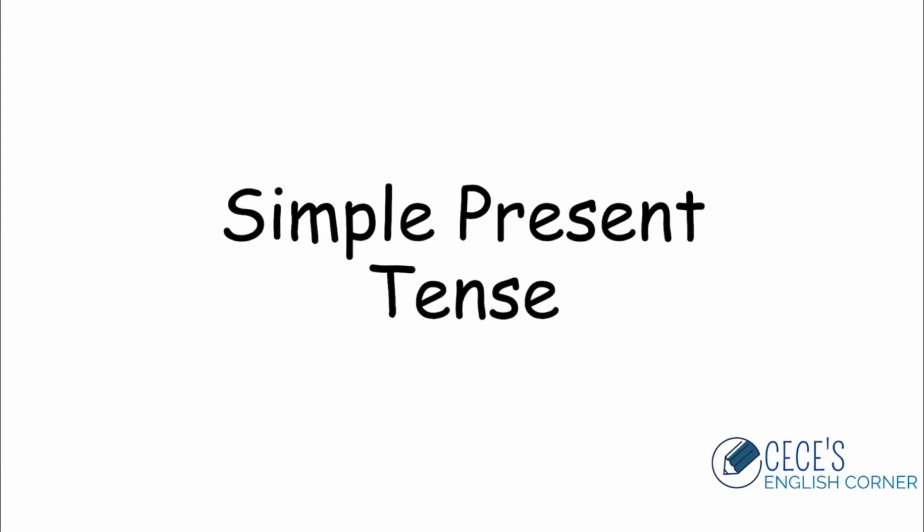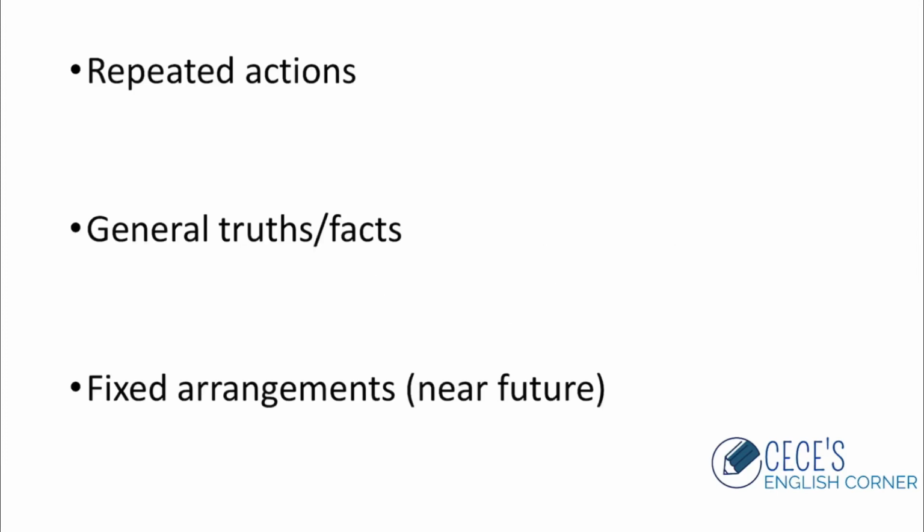In this video, I'm going to talk about the simple present tense. We use the simple present tense for three main reasons. One, to talk about repeated actions. Think of a habit, a hobby, or a routine. For example, I work at the factory every day.